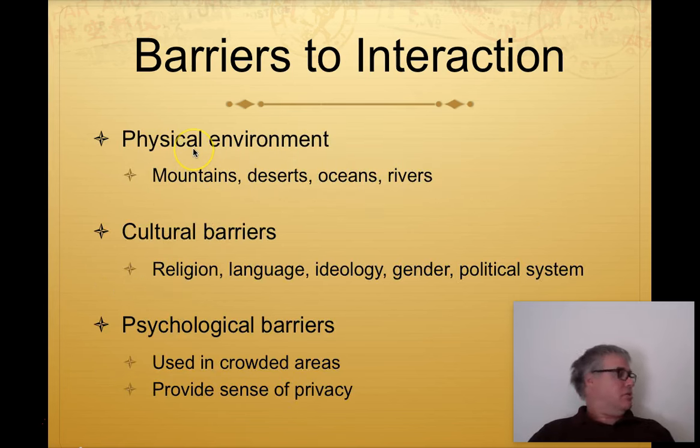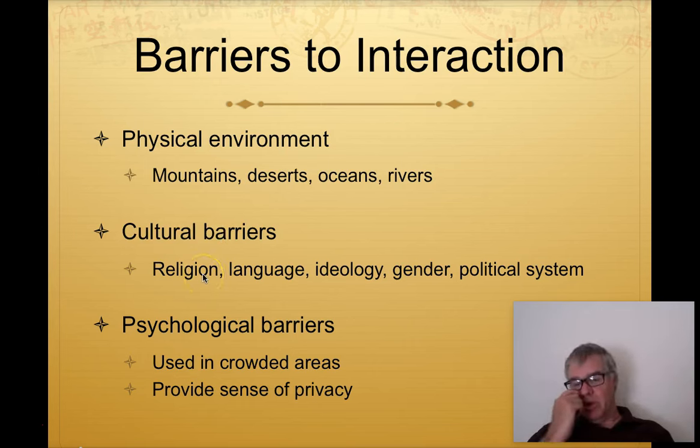So things like the physical environment, right? It's hard to move information or cultural traits over mountains, deserts, oceans, sometimes over rivers. And as mentioned, cultural barriers, different political systems, different ideologies, different religions.